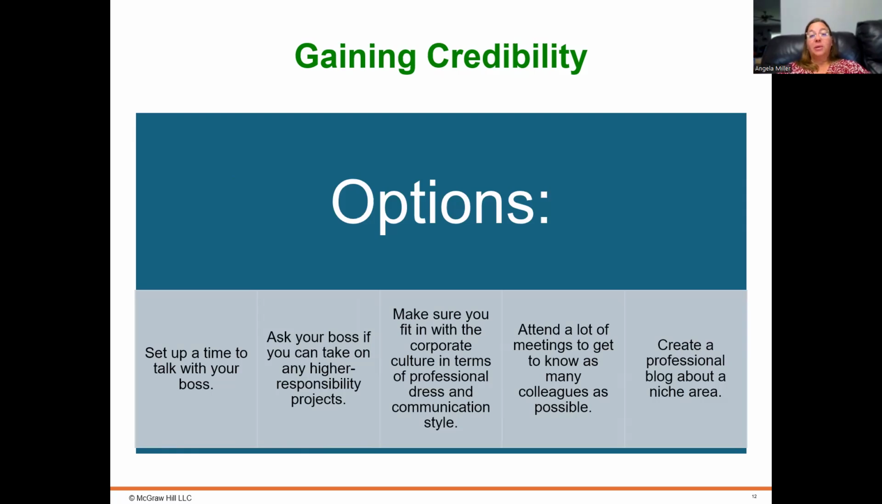Make sure you fit in with the corporate culture in terms of professional dress and communication style. Everybody wants to be an individual and everybody wants to be accepted for exactly who they are. But at the end of the day, you also have to be able to meld or mesh with the corporate culture. And so this may mean that you have to dress in a way at work that you don't normally dress outside of work. You have to communicate in more of a proper tone versus maybe when you're out with your friends, you use more slang, right? So it's really just about being able to intermingle appropriately in a professional manner with your coworkers.